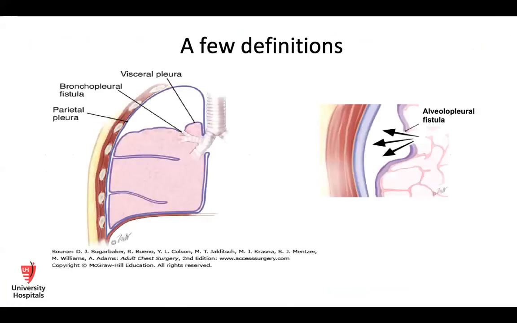So a few definitions. We need to be very clear about what is a bronchopleural fistula and what is an alveopleural fistula, because it's frequently confused. So on the left side, you see a lung that is deflated because there's an apical pneumothorax, and you see that the bronchus, the right upper lobe bronchus, is directly connected to the pleural space. This is called a bronchopleural fistula.